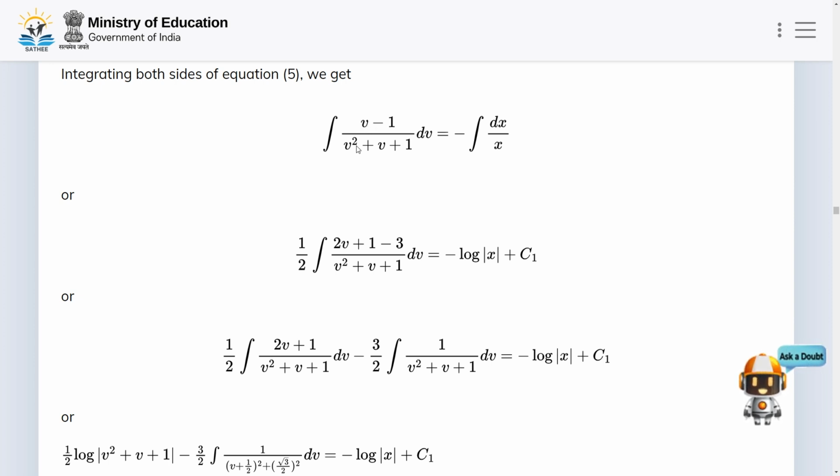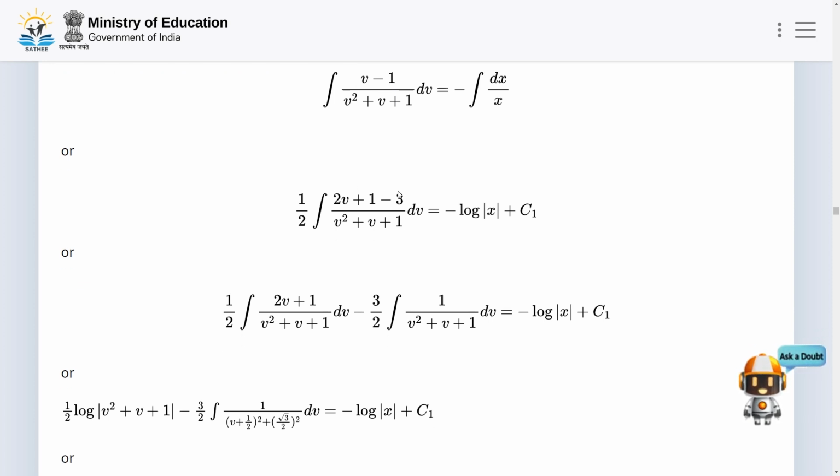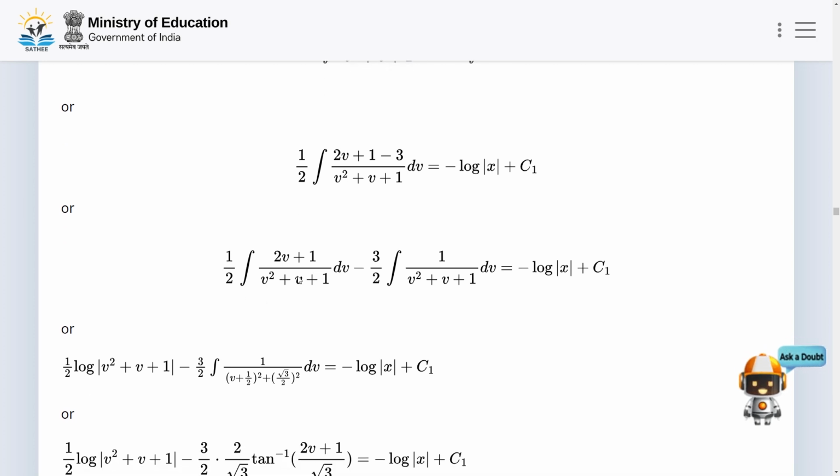What we have done here is multiplied numerator and denominator with 2, as you can see. In the numerator you will get 2v minus 2, and this minus 2 can be rewritten as 1 minus 3. Now you can separate them, as you can see. Use the completing the square method in order to get this integration directly. And for this you have to substitute the denominator equal to t. You can get your answer.